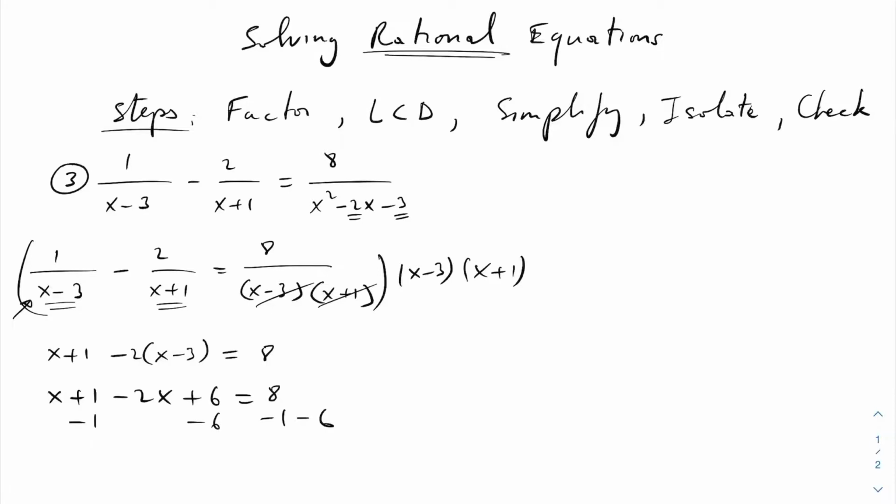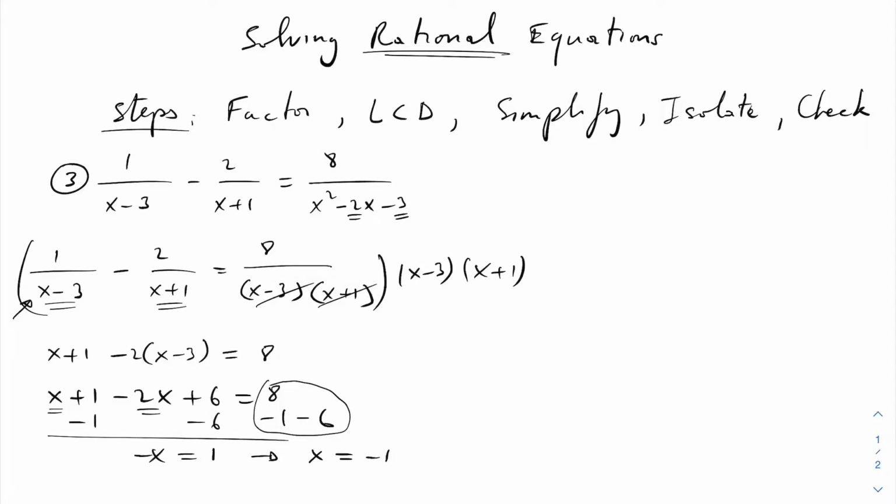After we've done that, we're going to have x and negative 2x giving us negative x. And on the other side, we're going to have 8 minus 1 minus 6 giving us 1. Finally, divide both sides of this equation by negative 1, and you're going to get x equals negative 1.